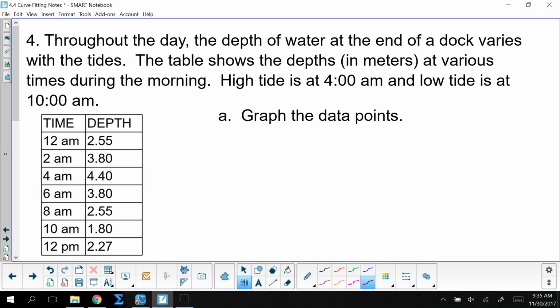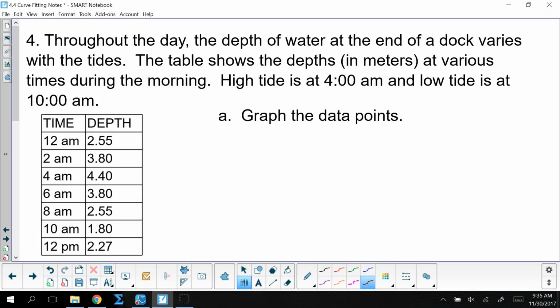Let's talk x's first. Why do I not need negative x's? That's negative time. That's going back in time. Talk y's. Why don't I need negative y values? Think about the scenario. What are we talking about here? Why don't I need negative y values? What are we dealing with here?